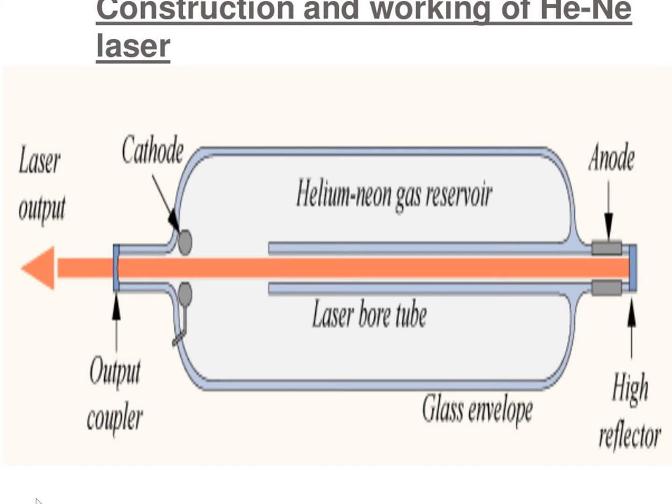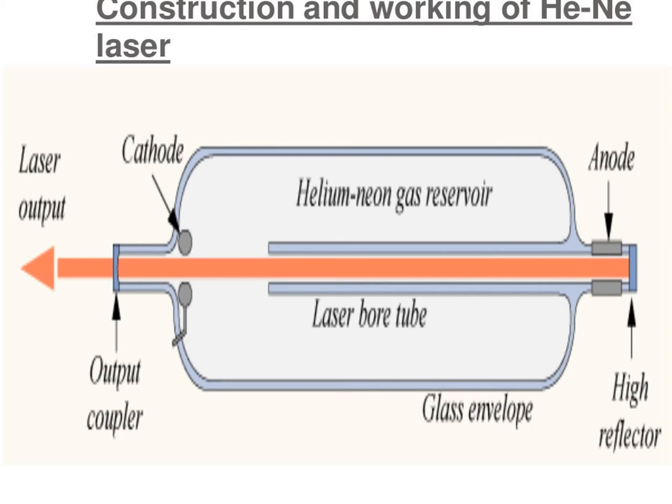Dear students, in the previous lecture we discussed the ruby laser and its disadvantages. To overcome the disadvantages of the ruby laser, that is, the solid state laser, a gas laser, which is the first successful laser, was designed in the year 1961. Let us first see the construction and working of the helium neon gas laser.